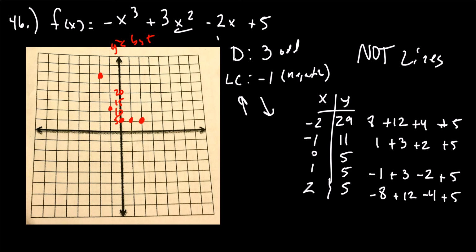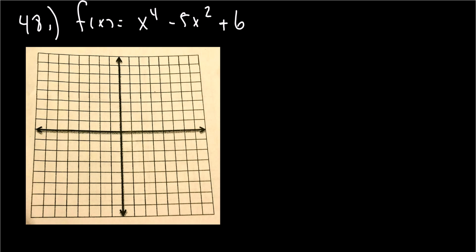Now remember, they aren't straight lines, so I'm going to go up and over. See how I made like a little S there? Now the end behavior says I'm going to go down to the right. I'm going to go up and to the left. So that's how I finish my graph.